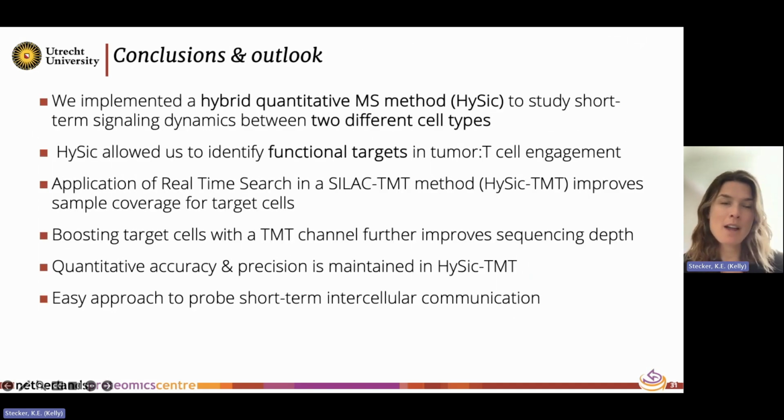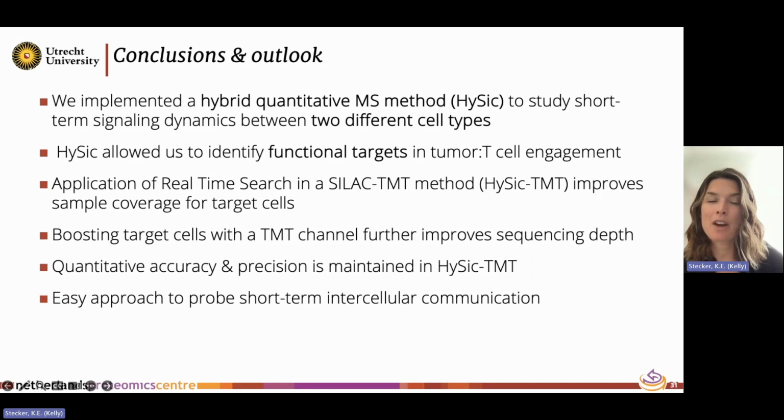And to wrap up, I want to reiterate that using hybrid quantitation, we are able to study short-term signaling dynamics between two different cell types as they interact. And this method has allowed us to identify functional targets in tumor T-cell engagement that we could show we could target, manipulating the sensitivity of tumors to T-cell challenge. Importantly, the application of real-time searching in our Select TMT method has significantly improved the sample coverage for whatever cell type we choose to target.